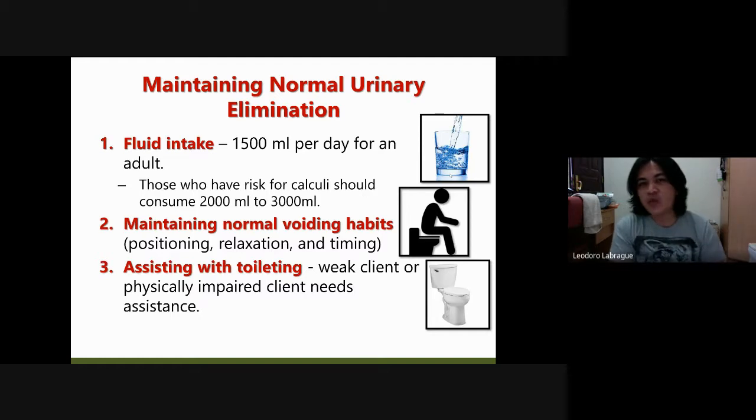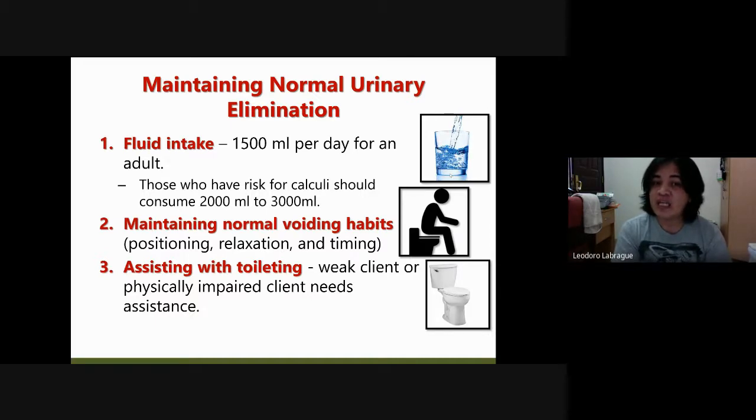Now, first is maintaining normal urinary elimination. I know you are very much aware of these measures that can help a person maintain normal urinary elimination. Number one, fluid intake. This is applicable even for normal individuals. As much as possible, we should consume 1,500 ml of fluid in a day. Why? Because the urine output is also expected to be 1,500 a day.